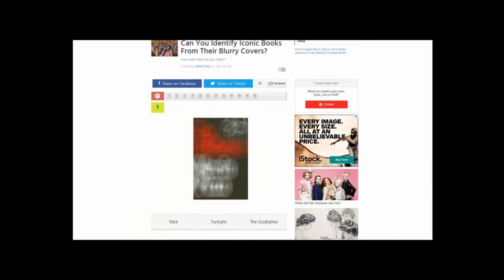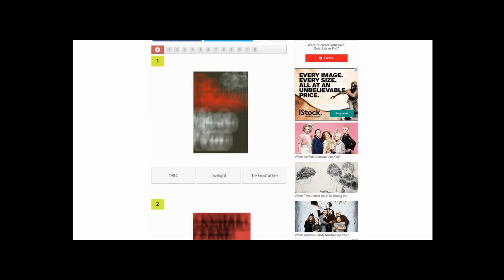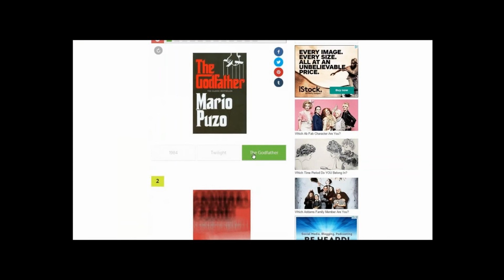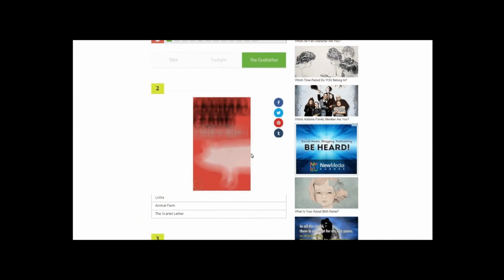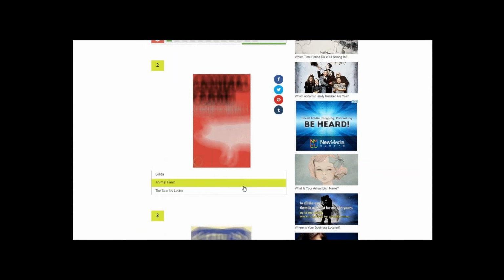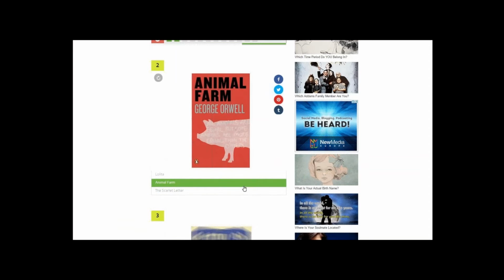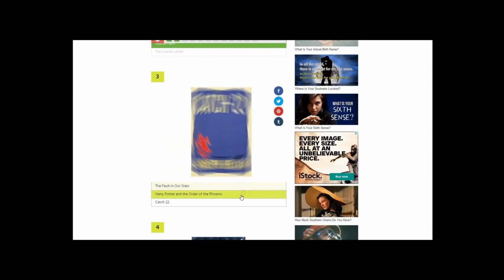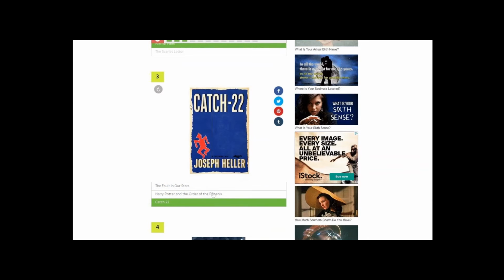Here we have the example, can you identify the iconic books from a blurry cover? This is great because the creator blurred the image. So for example, in the second question, okay, we can kind of see a pig. This book must be Animal Farm. Again, it's this visual challenge that's going to bring your audience in, completion rates are going to be high, and they're going to share this on their social network.